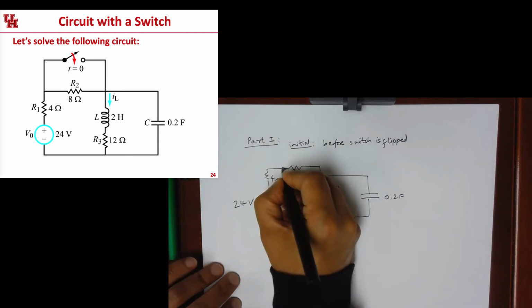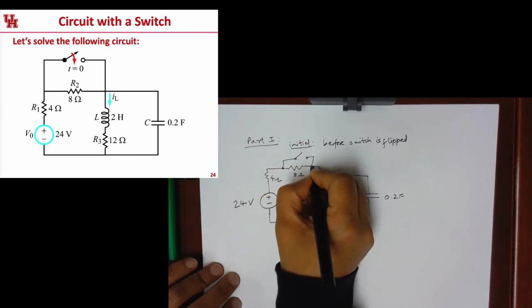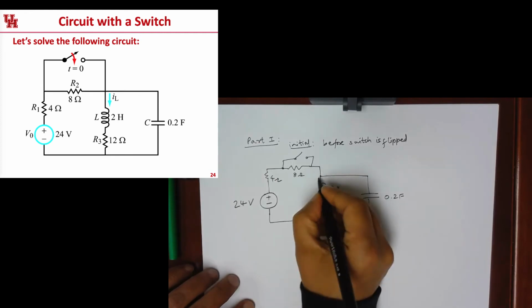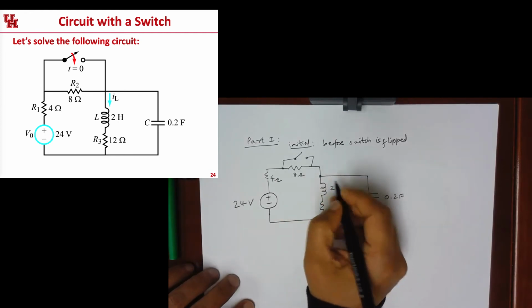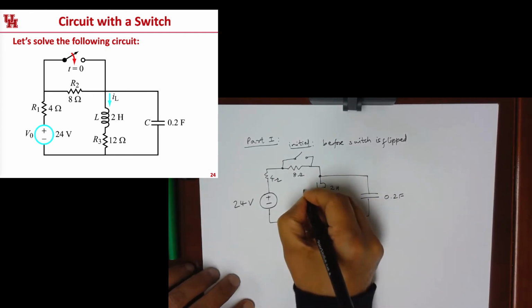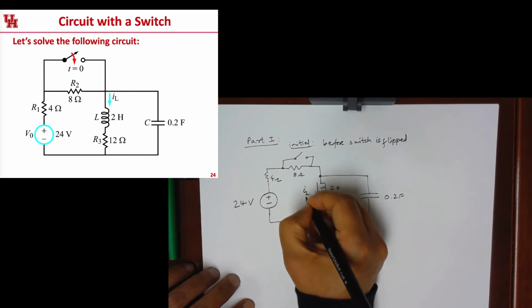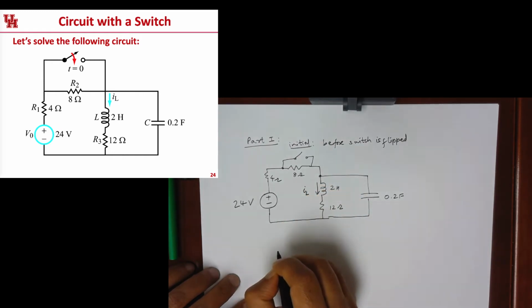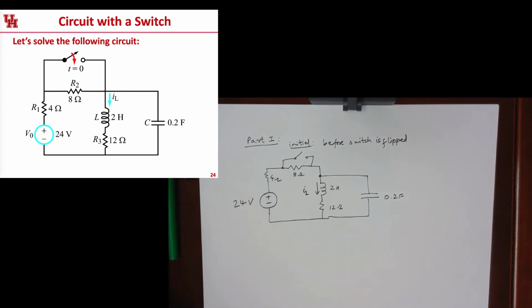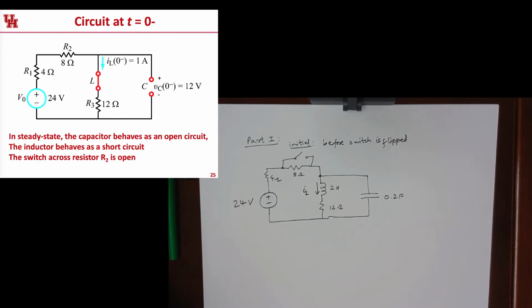So the switch is still open, like that. So nothing has happened. So now we can solve this circuit in order to calculate this current. We are asked to calculate the IL. That's the desired output for this circuit.